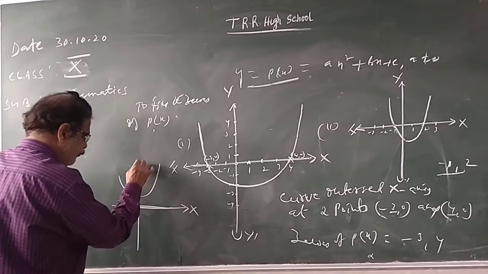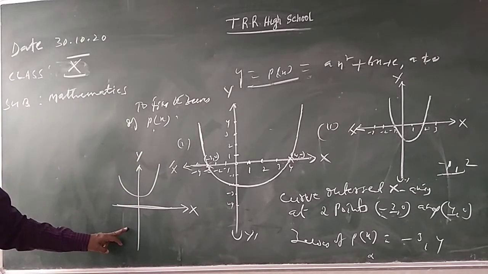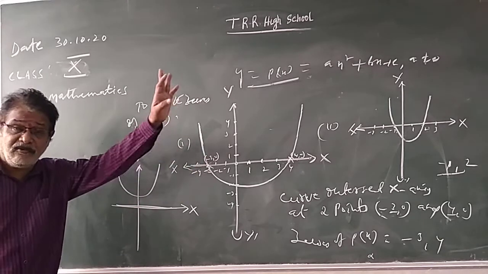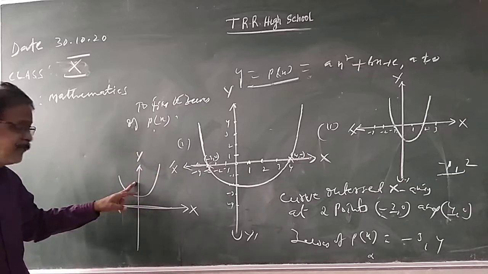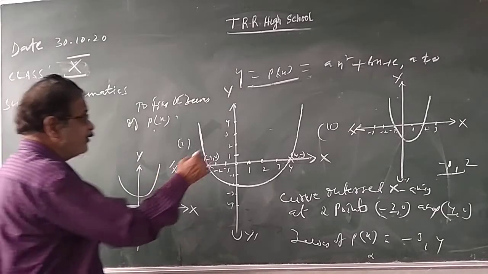No zeros. Why? Because the curve is not intersecting the x-axis. The curve should intersect the x-axis. Only where the curve intersects the x-axis can you get the zeros. If your curve intersects the y-axis, no zeros here. No zeros. Like this here also.